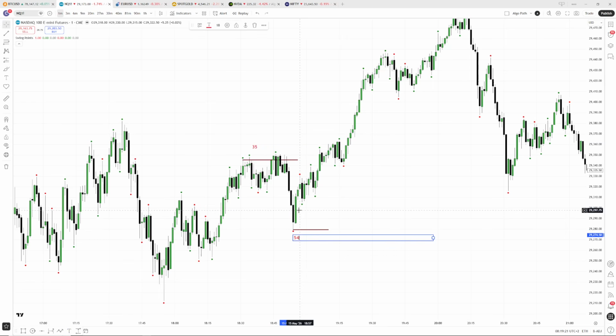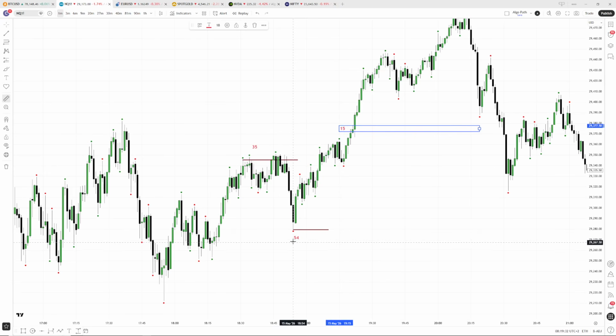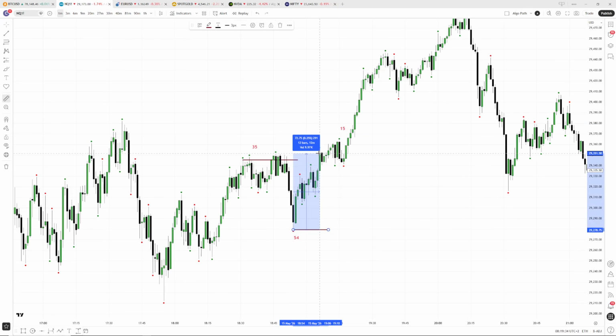So if you get in here, you should hold your trade until 11. So this is where you could exit. So at least you would get, it would come to take the liquidity of this. That's around 70 handles.